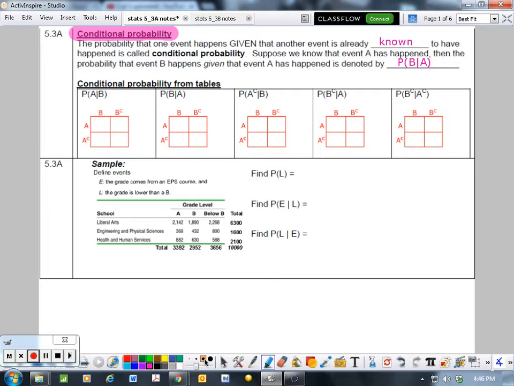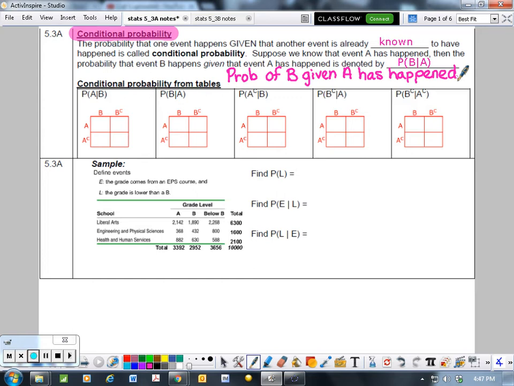Now, how do we write that notation? It looks like P, parentheses, B, and then a straight up and down line, and then A. And so the way we read this is the probability of B given A has happened. And so we're going to look at our tables and figure out how we calculate that from our tables.